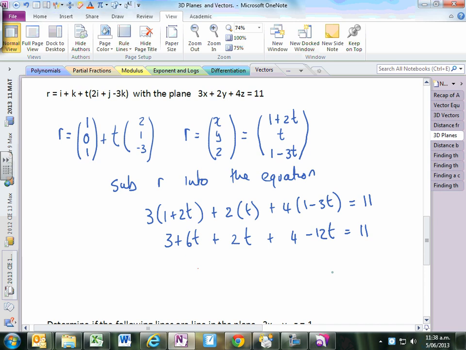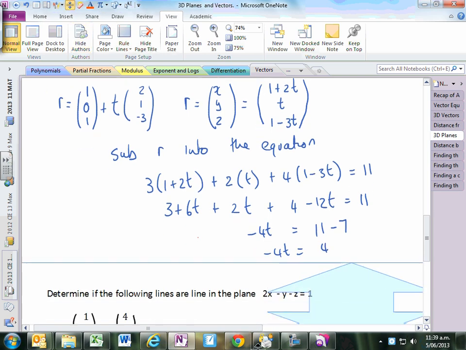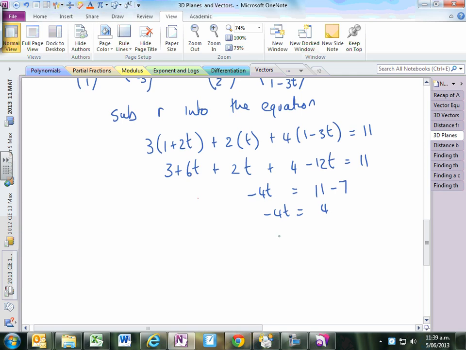How many t's have we got? Negative 4t is going to equal 11. 3 and 4 makes 7, so it's 11 minus 7. So minus 4t is going to equal 4, and so t is going to equal minus 1.